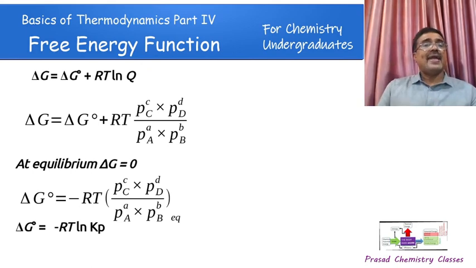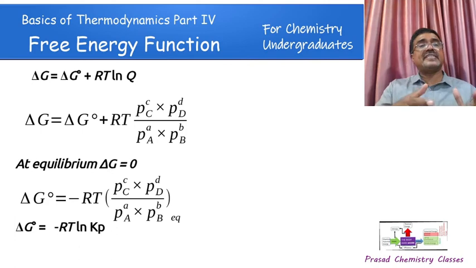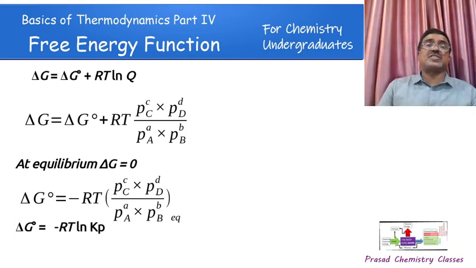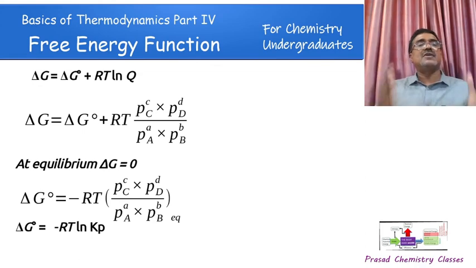And at equilibrium delta G equals 0. So what happens then? Delta G0 equals minus RT log that coefficient at equilibrium. And that coefficient at equilibrium is our equilibrium constant in terms of partial pressure. So we have delta G0 equals minus RT log Kp. That is our reaction isotherm.